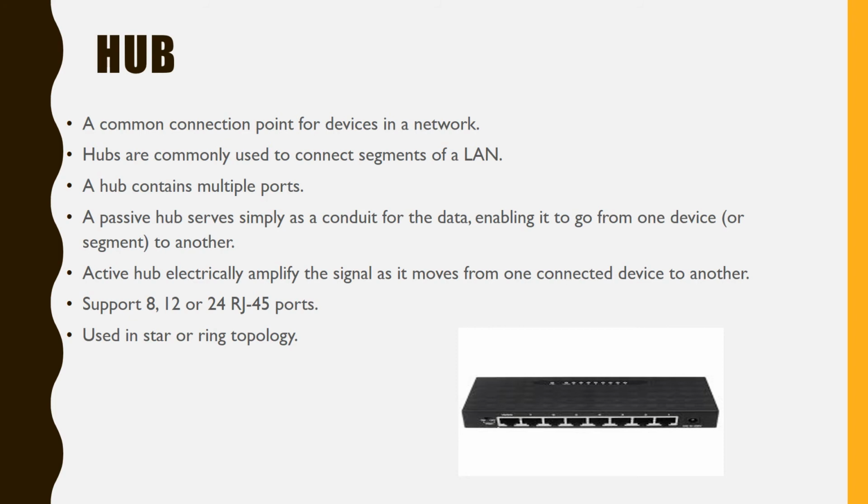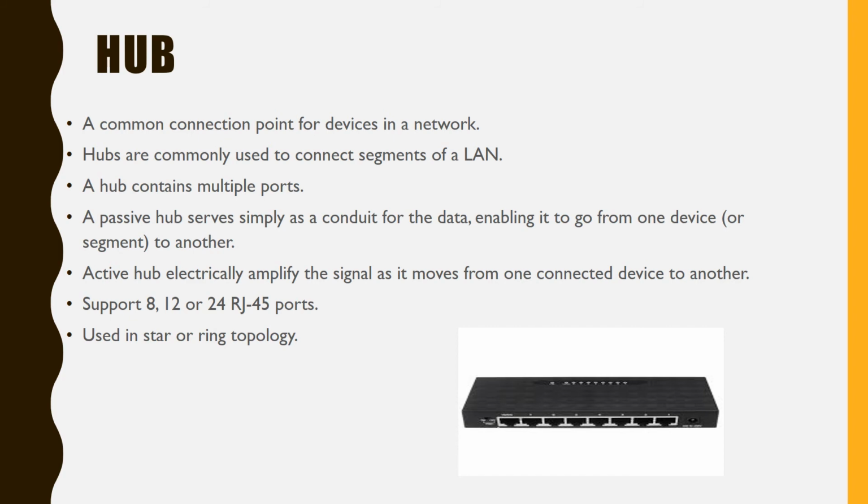Now, in a star topology, hubs are used, whereas in the bus topology and the ring topology, hubs are not used. There are two types of hubs: a passive and an active hub. The active hub is a type of hub which is used with electricity to amplify the signals flowing through the hub.